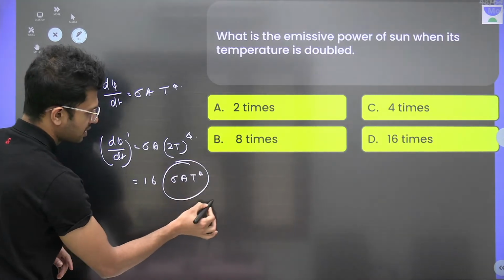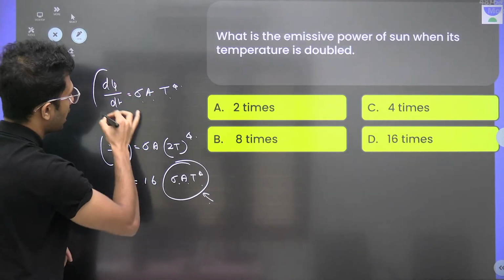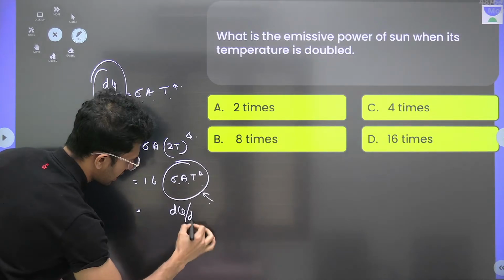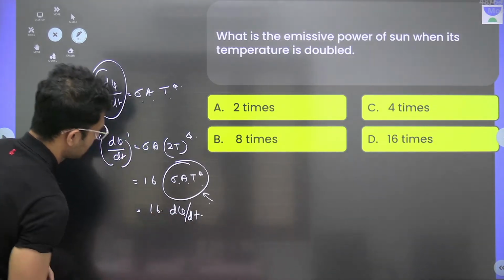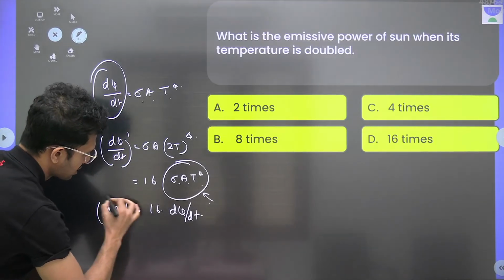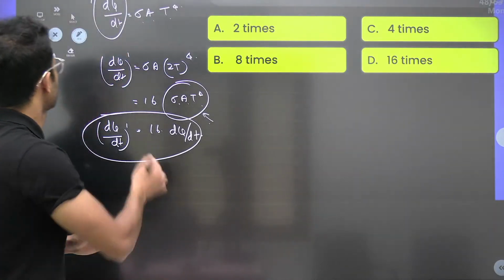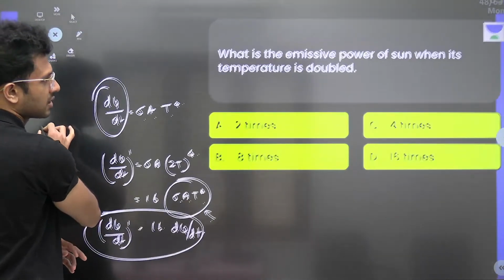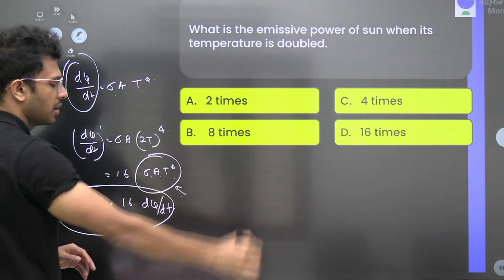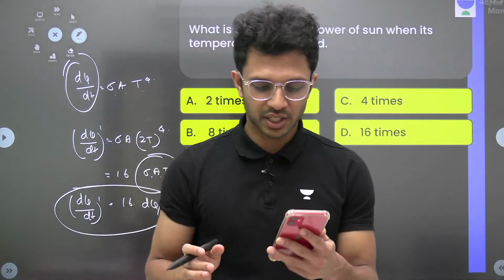Have you all seen this, मेरा बच्चा लोग? Sigma A T raised to 4. हाँ सर, देख लिया है. वो है dq by dt. This is 16 times. So dq by dt, the whole dash is equal to 16 times dq by dt. हो गई बात, आ गया समझ. Okay, and that was the last question for today's session.